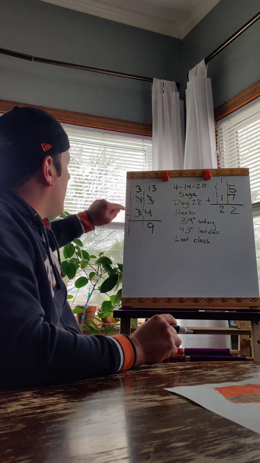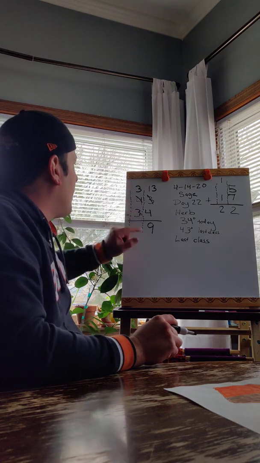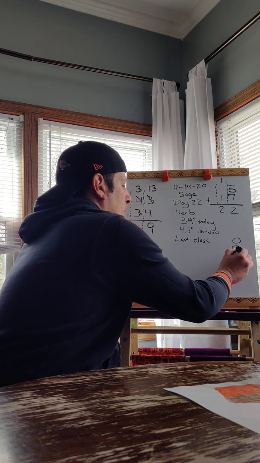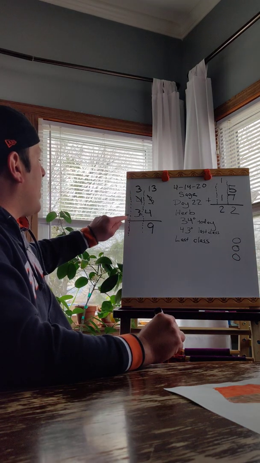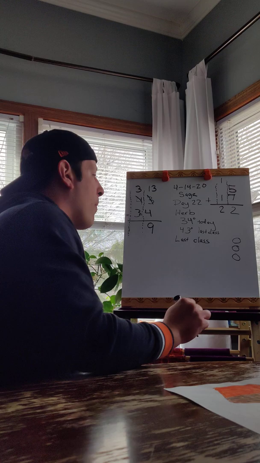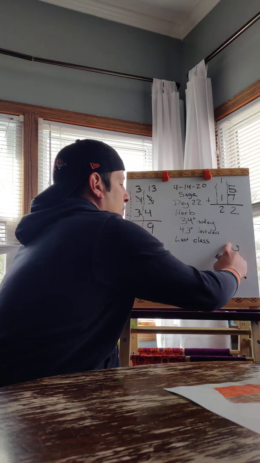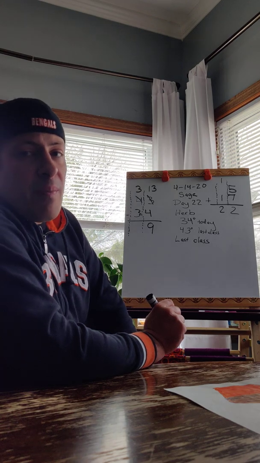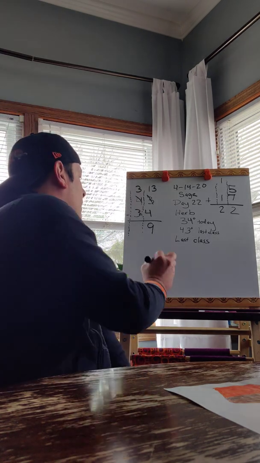And I have 3, take away 3. 3 beach balls. 1, 2, 3. And I'm taking away 3. 1, 2, 3. How many beach balls are left? 0.